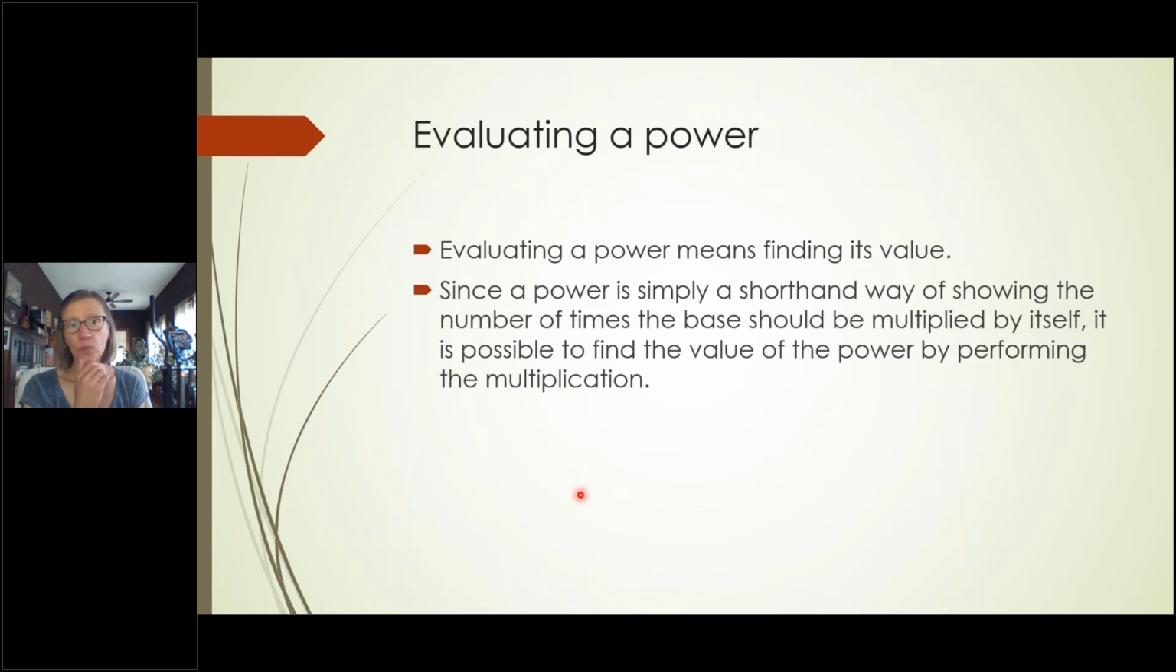Evaluating a power. When you're evaluating a power, that means you're finding its value. Since a power is simply a shorthand way of showing the number of times the base should be multiplied by itself, it is possible to find the value of the power by performing the multiplication.